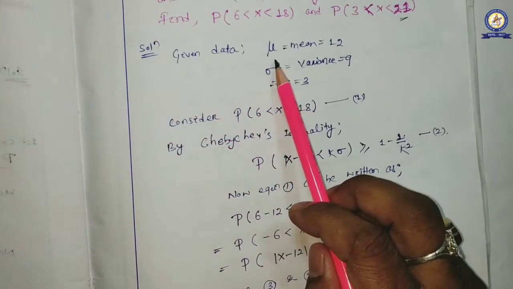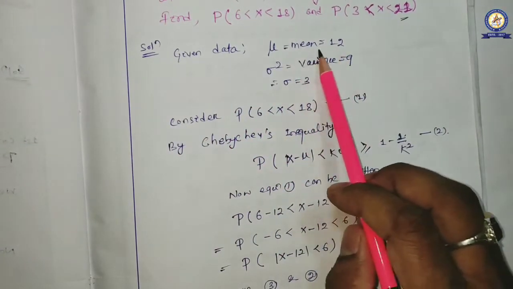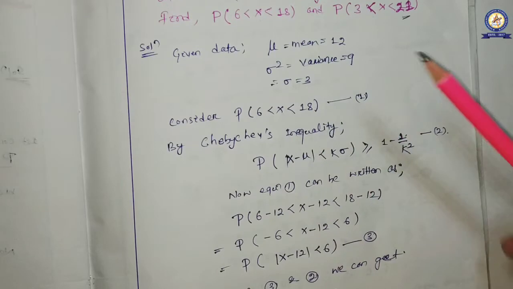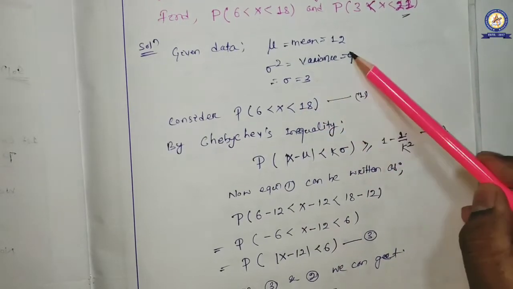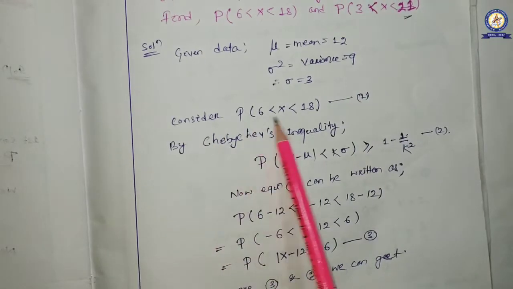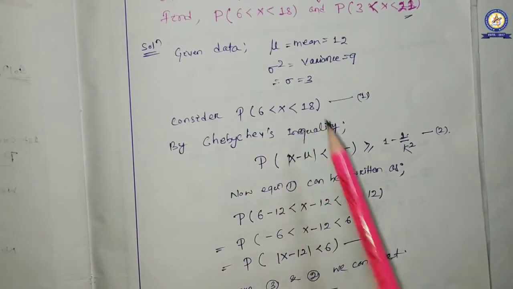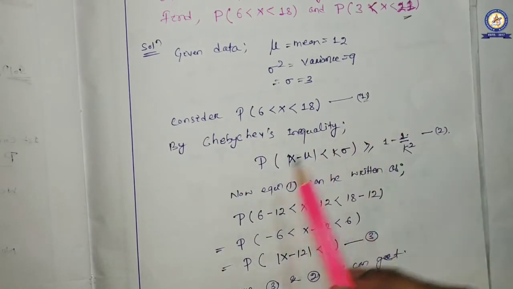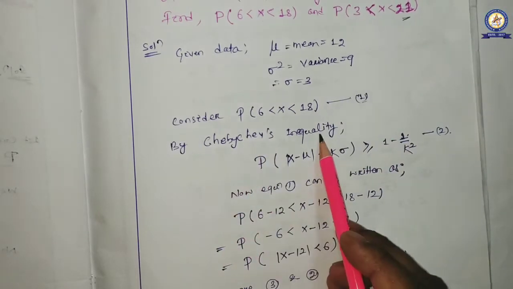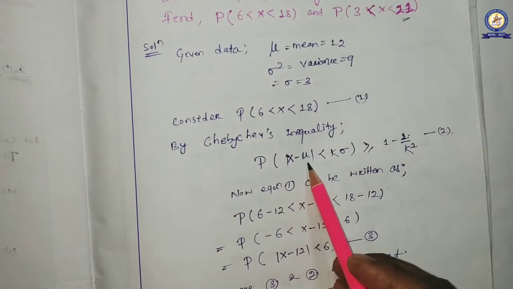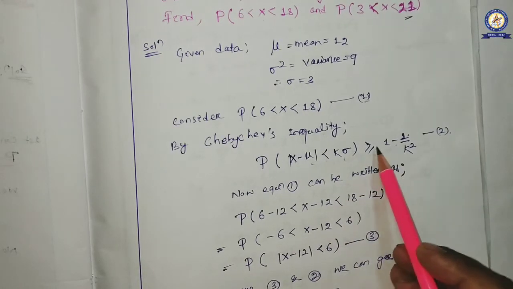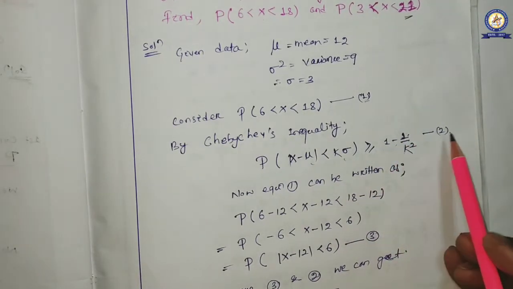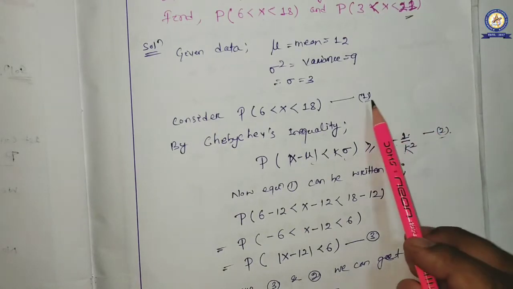Mu is given as 12, that is your mean. Sigma square, the variance, is 9, hence the standard deviation is 3. Consider this one, 6 less than x less than 18. Let this be your equation number 1. Now we are going to consider Chebyshev's inequality, that is, the probability of x minus mu less than k sigma is greater than or equal to 1 minus 1 by k square. Let this be your equation number 2. Now we are going to compare 1 and 2.